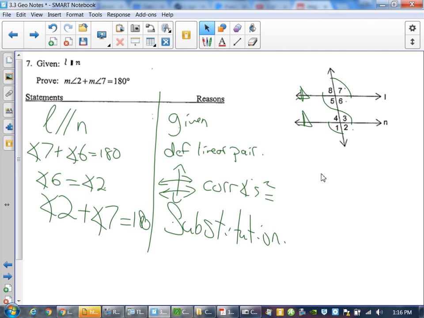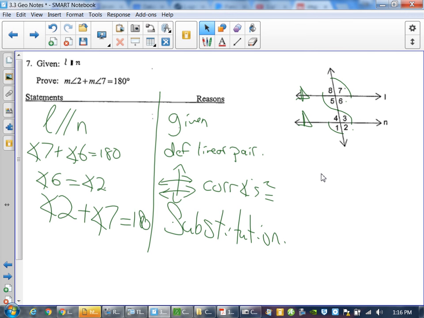There are so many different ways of going about doing this. You could have done 3 and 6 are consecutive interior angles. You could have then said that 3 and 6 are supplementary. And then you could have said that 7 and 6 are supplementary, which means 7 and 3 have to be the same. And then you could have said that 2 and 3 were supplementary, so 2 and 6 had to be the same, and go through all these double substitutions. You would get there, but that was a lot quicker.